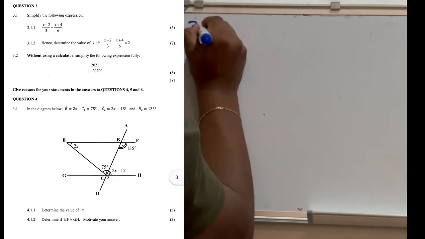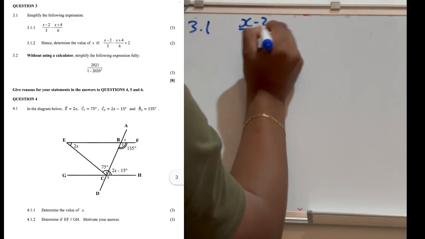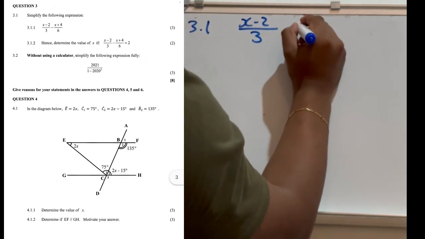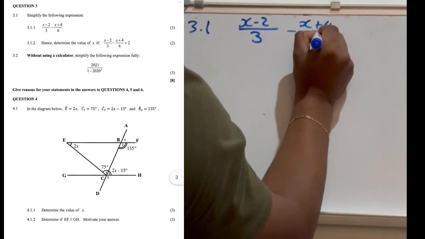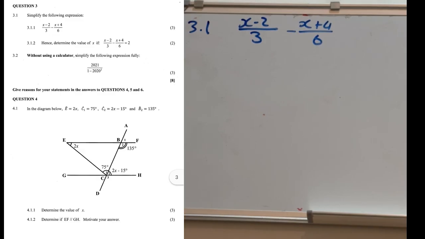Question 3.1 says (x minus 2) over 3 minus (x plus 4) over 6. Let's just say simplify fully. Okay? So we just simplify fully.